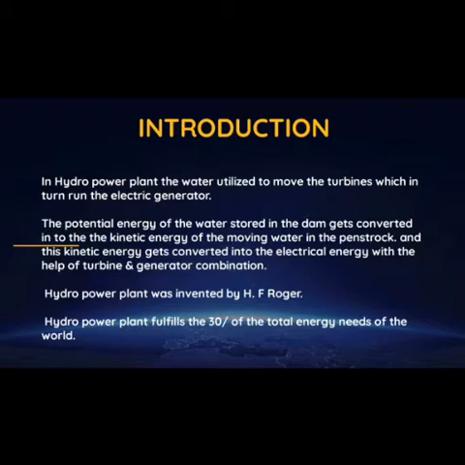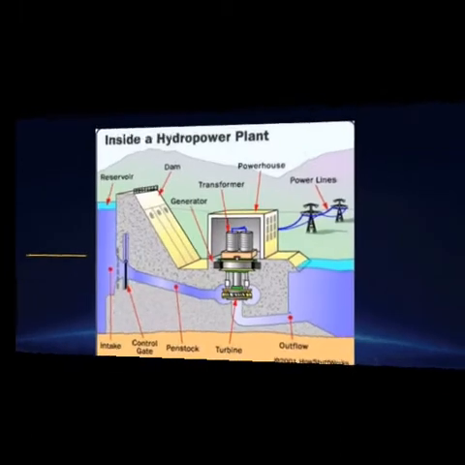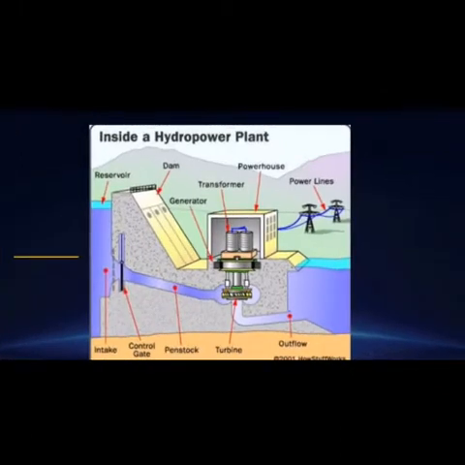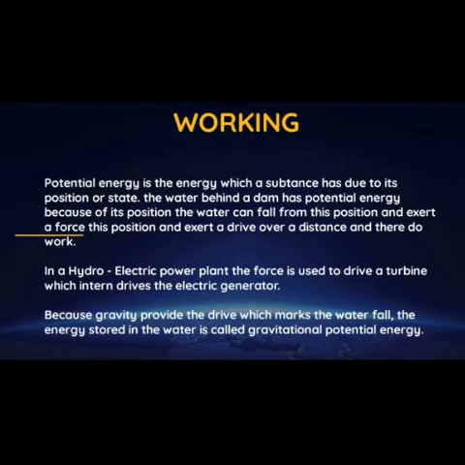The hydropower plant was invented by H. F. Roser. Hydropower plants fulfill 30% of the total energy needs of the world. And this is the inside diagram of a hydropower plant: reservoir, dam, generator, intake control gate, penstock, turbine, transformer, powerhouse, power lines, and this is the outflow.